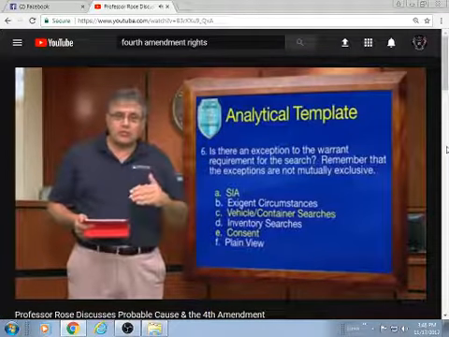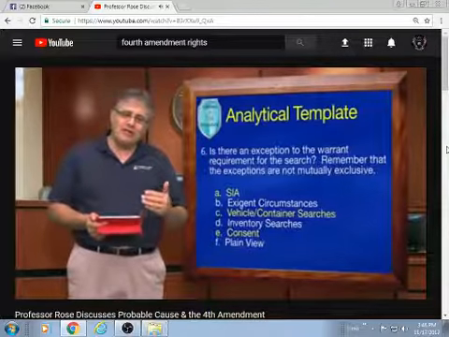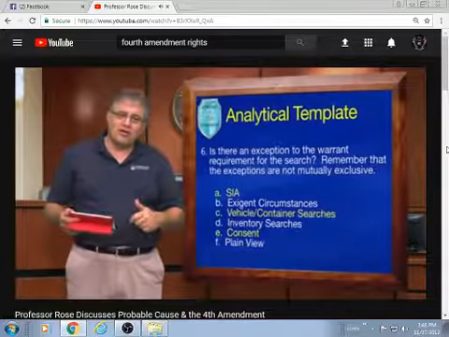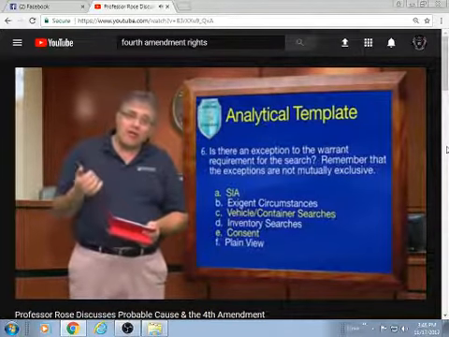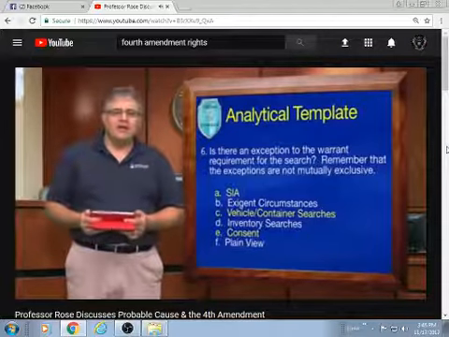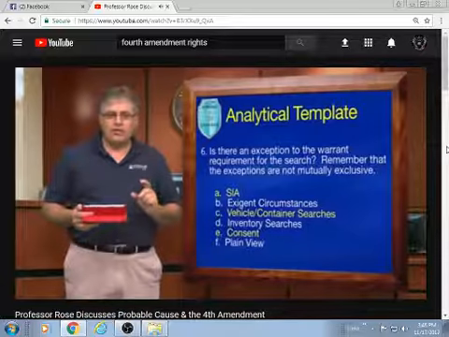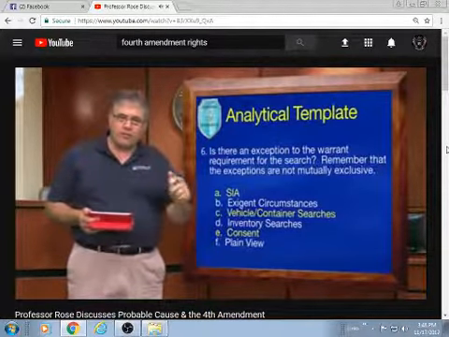And then, of course, the next one, our fifth category, is consent. Police officers are trained to ask, would you mind if I looked inside your car? Would you mind emptying your pockets? Do you care about opening your trunk? Now, they're being polite, but they're not doing it to be polite. They're doing it because consent waives the Fourth Amendment right to privacy.